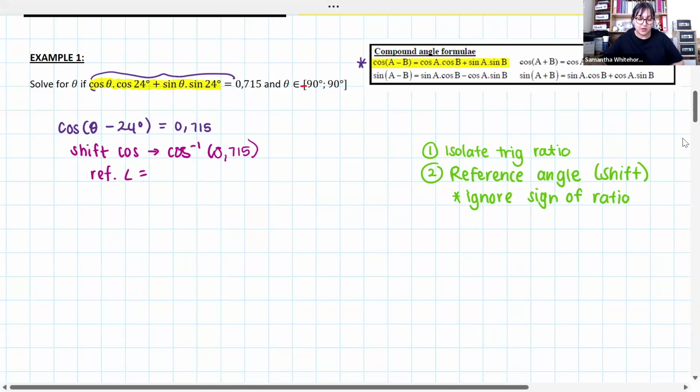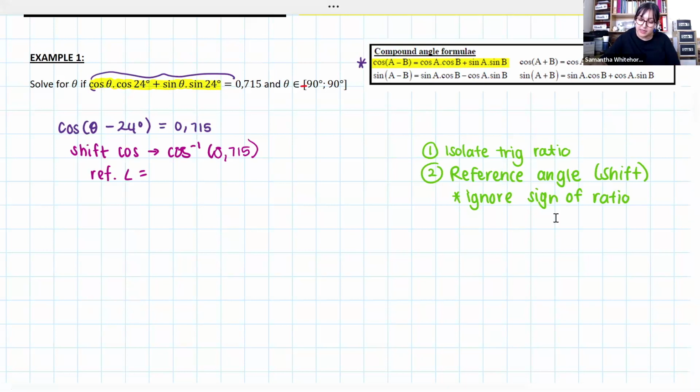Okay, so type shift cos 0.715 for me in your calculators. And in the chat, tell me what reference angle you get. And great tools, just remember, if you have any questions at any point, just pop me a message in the chat. Unmute yourself, raise your hand, whatever you need to do or you're most comfortable with, but please do let me know. Okay, so shift cos on your calculator. So shift cos of 0.715. In the chat, what is your reference angle?